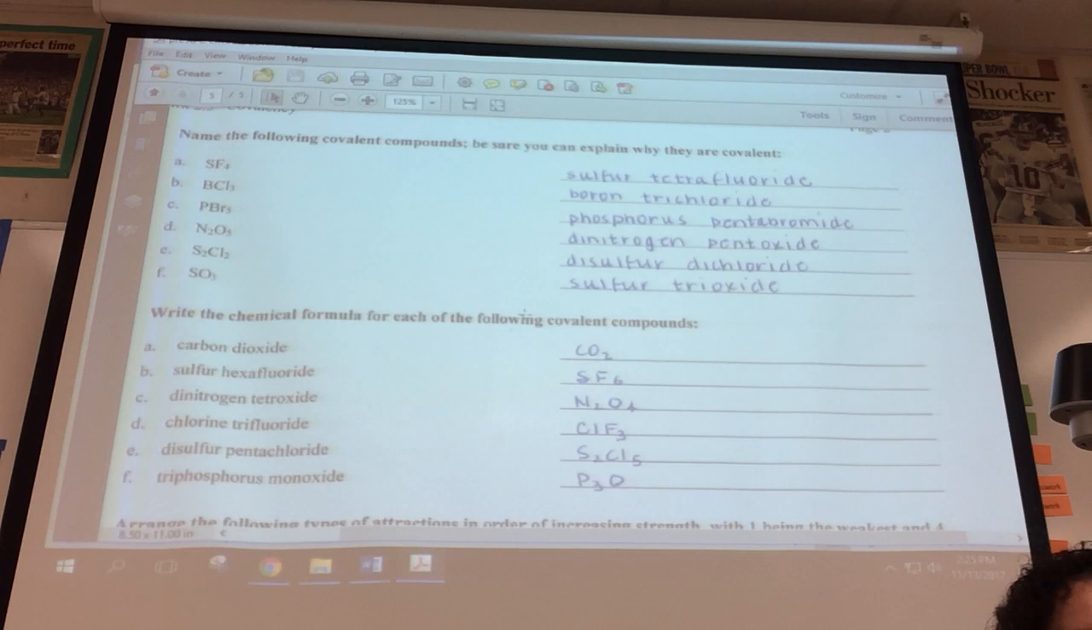Wait, why isn't it pentaoxide? Why is it penta? We've been over this so many times. Oh, that's the thing with the A and the O.